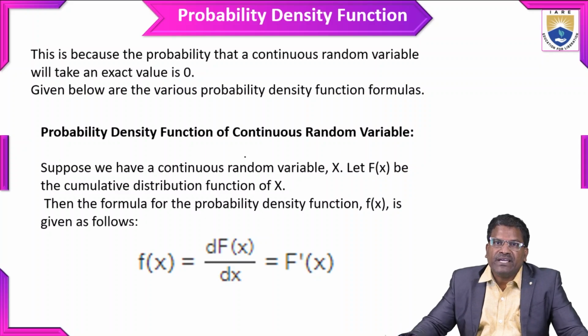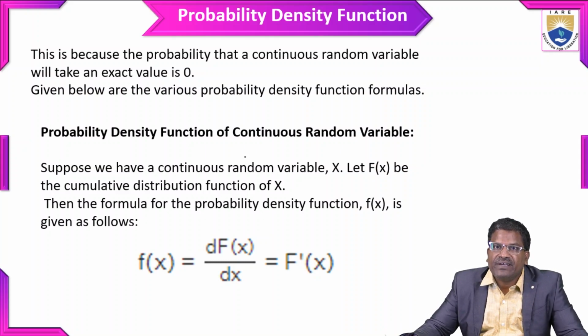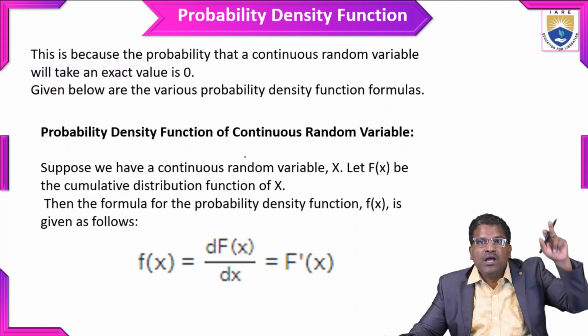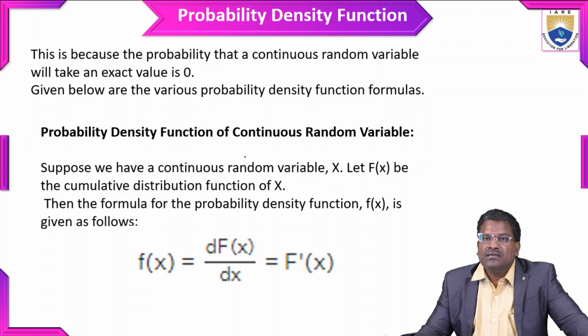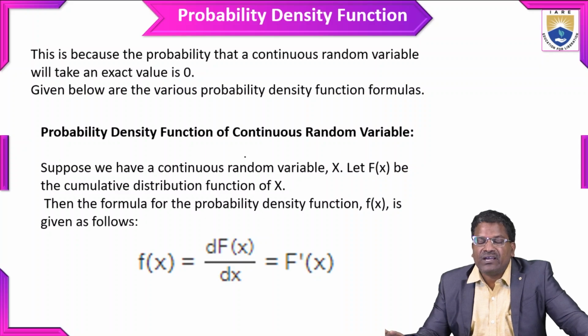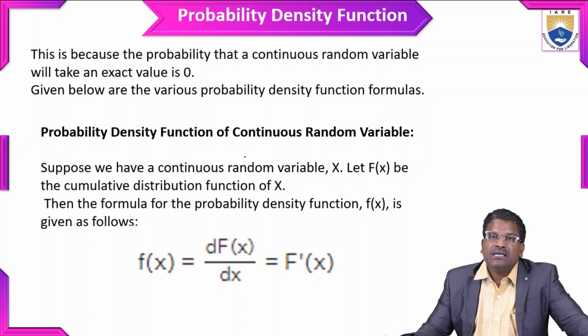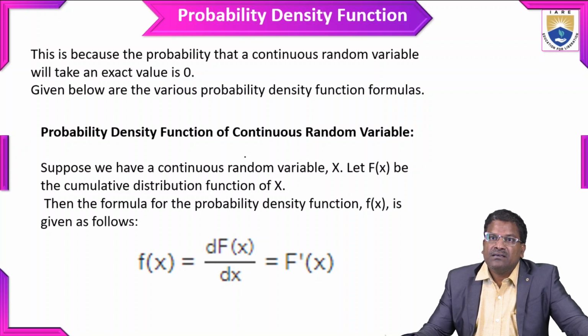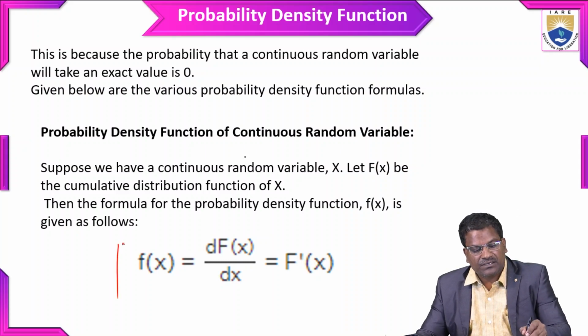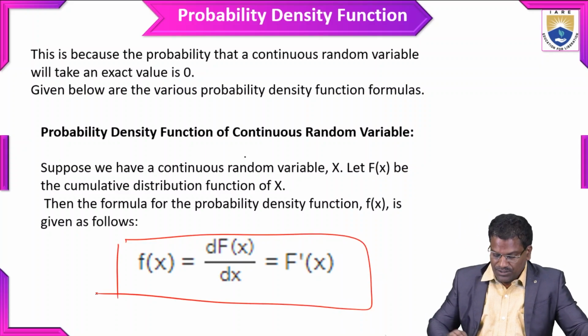Here, what is the difference between small f of x and capital F of x? Small f of x is the probability density function of capital F of x. So if you take the derivative of capital F of x, it gives the value of our probability function small f of x. It is also known as capital F dash x. It is our denotation.